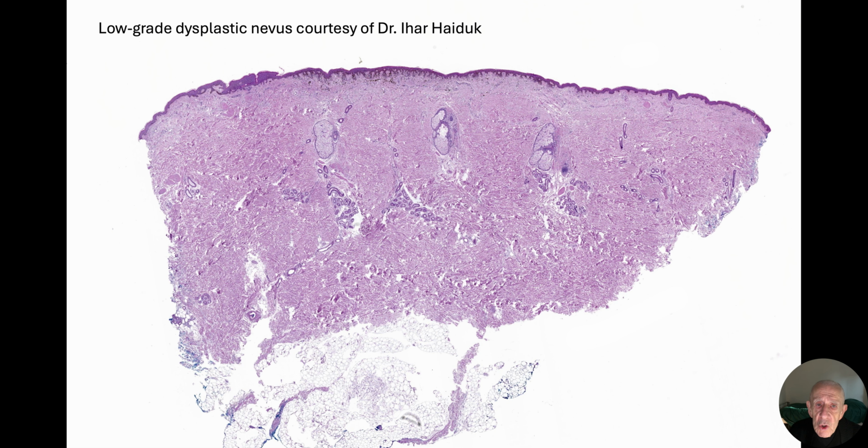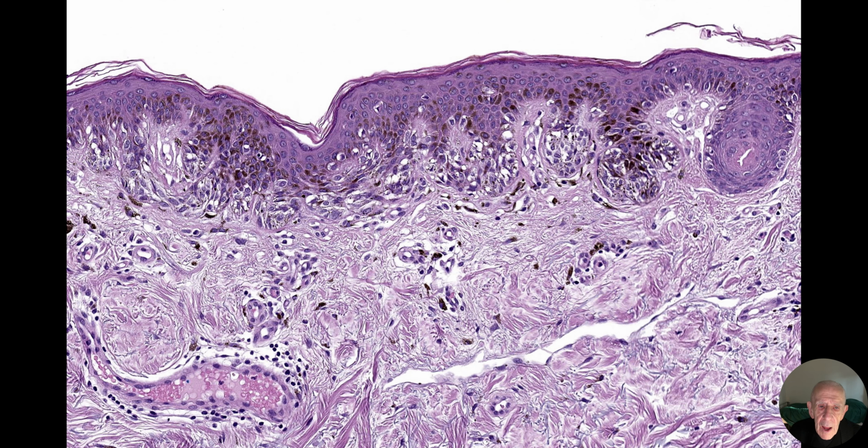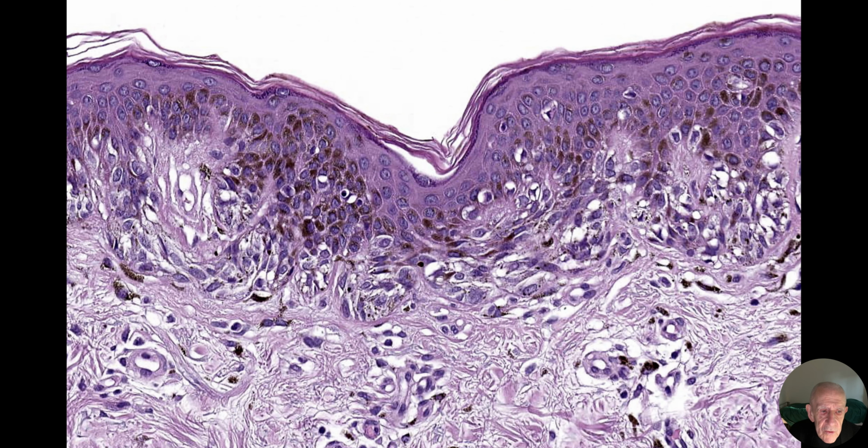And this is another one that Ihar shared with me. I showed you a high power view from this lesion earlier on. And here we can see extensive bridging and low-grade dysplasia.